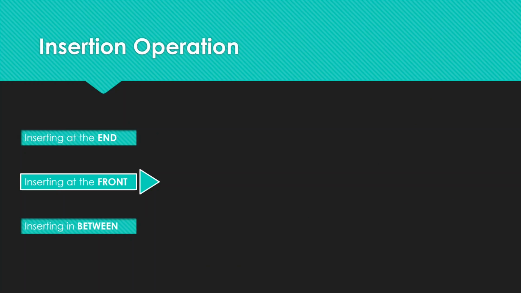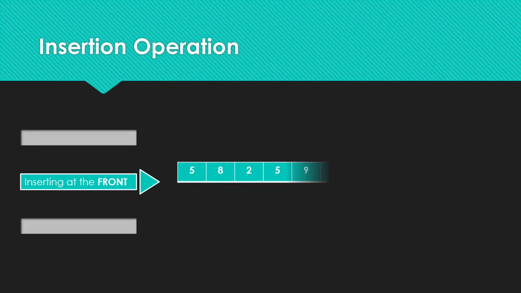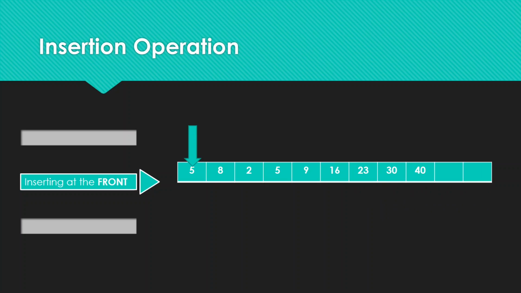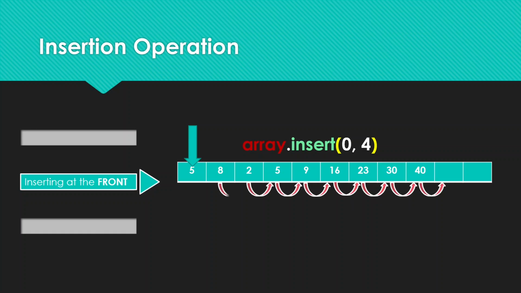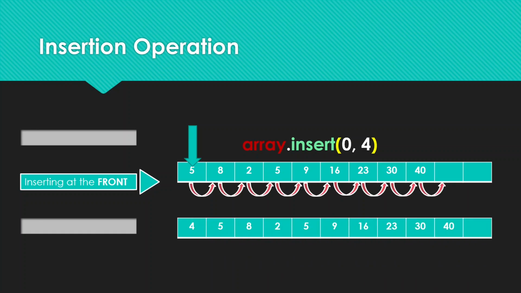Okay, now the next scenario is when we want to insert at the front. We want to insert a value at the very beginning, so at index 0. The syntax for that is the insert function, so array.insert, and then we put the index where we want to insert, so index 0, and the value. If we execute this statement, look what will happen. All the values of the array are going to be shifted once so that we can get space at the beginning. So again, quite an expensive operation, which gives us an O of n time complexity.